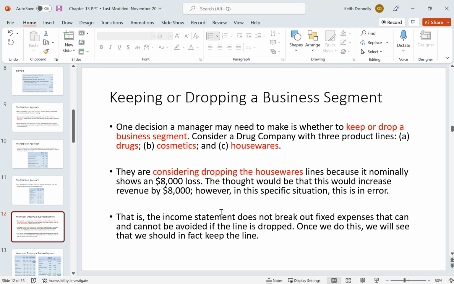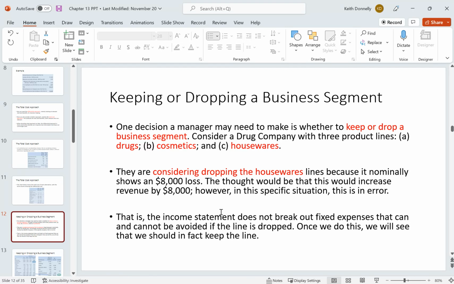Now, let's imagine, for purposes of this course, that we're considering a drug company that has 3 different product lines. The segment can be an actual operating segment or a different product line. The drug company has drugs that they make, cosmetics that they make, and housewares. So like A, B, and C, 3 different products. They're considering dropping the housewares line because, when you look at it, it nominally shows an $8,000 loss.